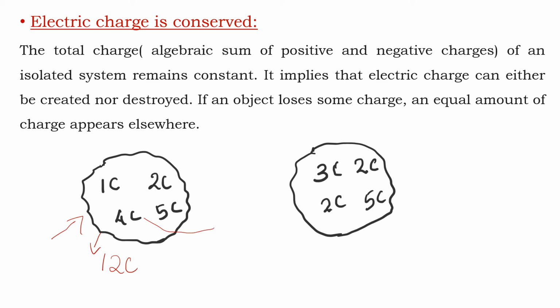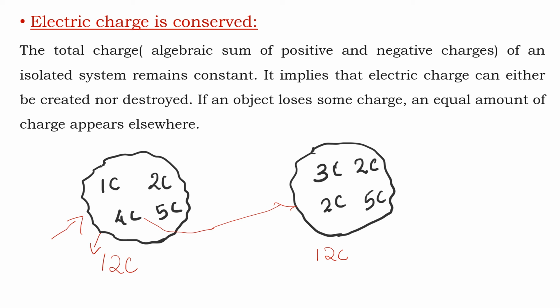This 4 coulomb will change to 2 coulombs. That is, 2 coulomb will be lost from this region. But the total charge in the system will remain constant. Here also the total charge will be 3 coulomb plus 2 coulomb plus 2 coulomb plus 5 coulomb. It will be 12 coulomb. But instead of this 4 coulomb here, it changed to 3 coulomb. And the 2 coulomb charge, here it is created.